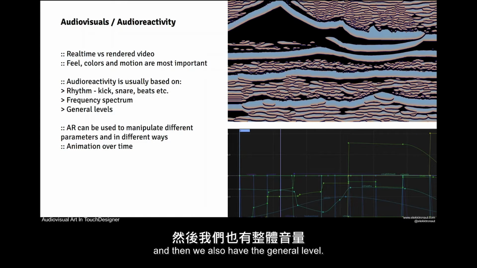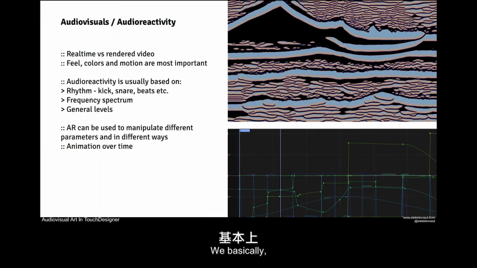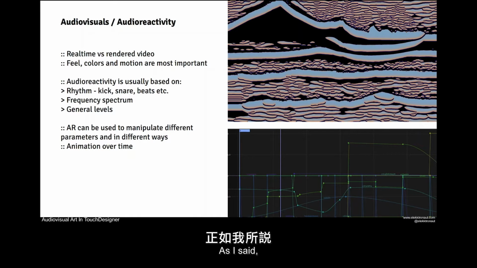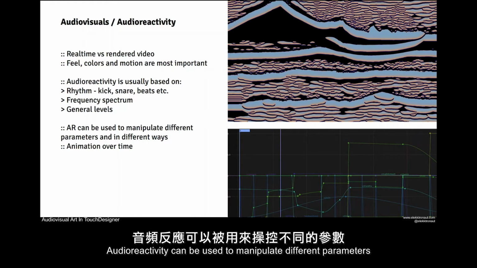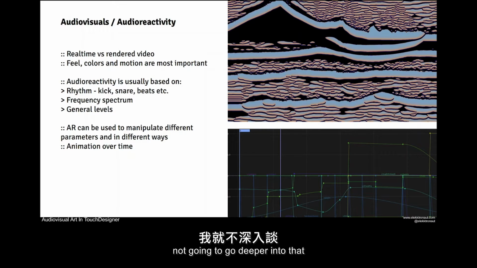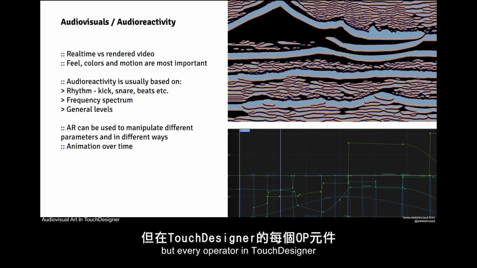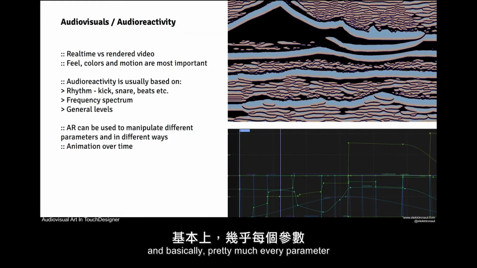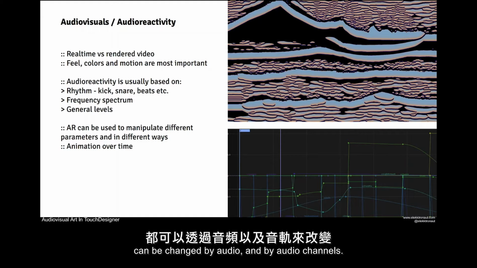And then we also have the general levels. So basically, how loud is the song right now and how much does that influence the visual. So as I said, audio reactivity can be used to manipulate different parameters and also in different ways. I'm not going to go deeper into that, but every operator in TouchDesigner has its set of parameters, and pretty much every parameter can be changed by audio and by audio channels.